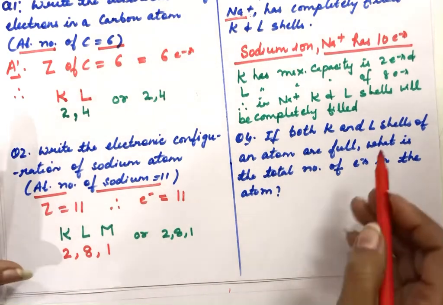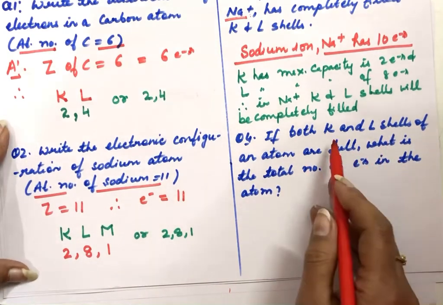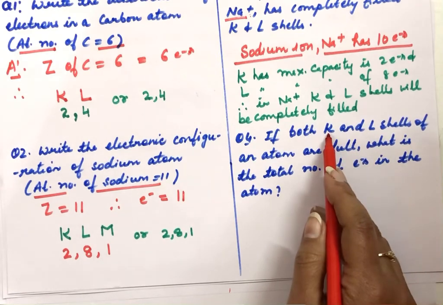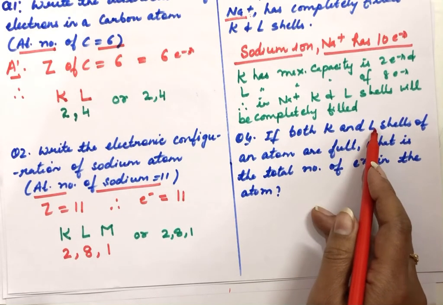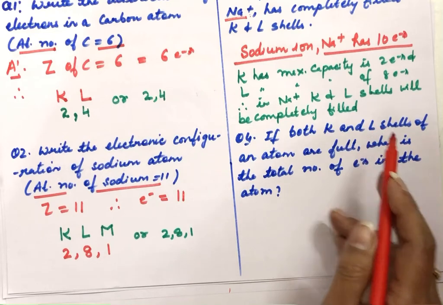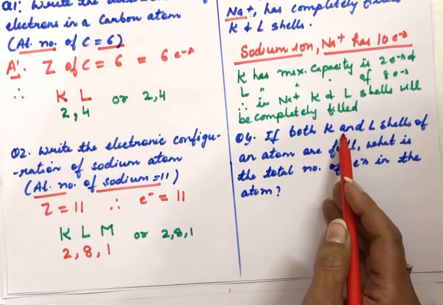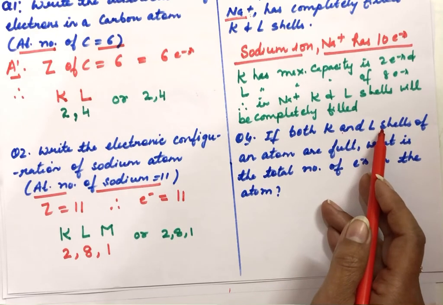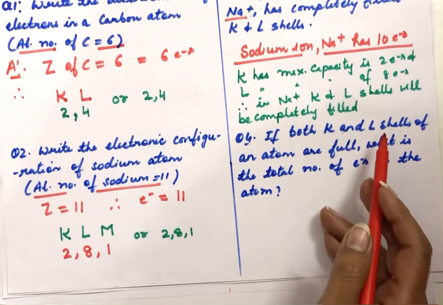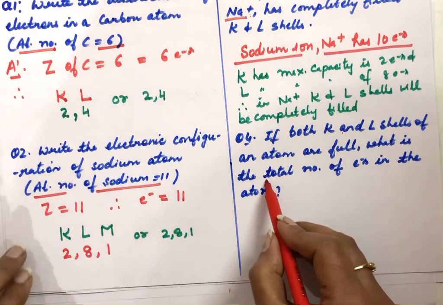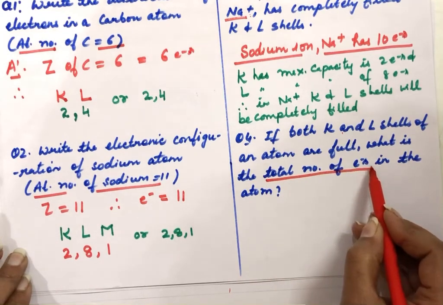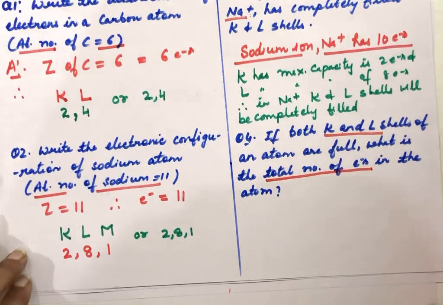If both K and L shells of an atom are full, K is full, L is full, 2 electrons in this, 8 in this, they are completely filled, 10 electrons we have filled. What is the total number of electrons in the atom? This is the answer, because if we completely fill these, 10 electrons we have filled, and the number of electrons is equal to the number of electrons in the K shell and the L shell. That means this atom will have total how many electrons?